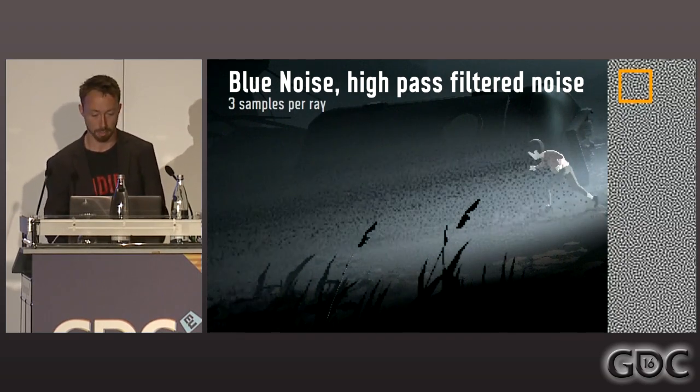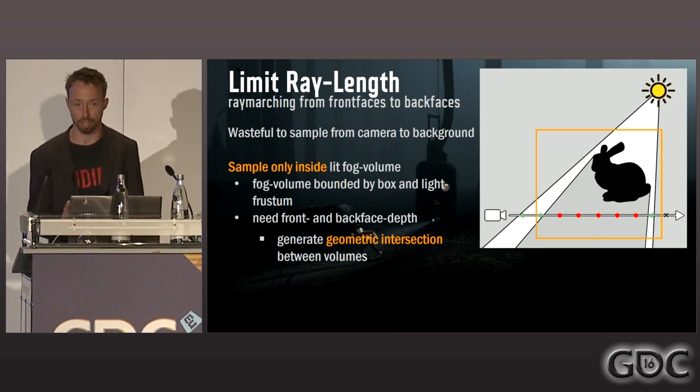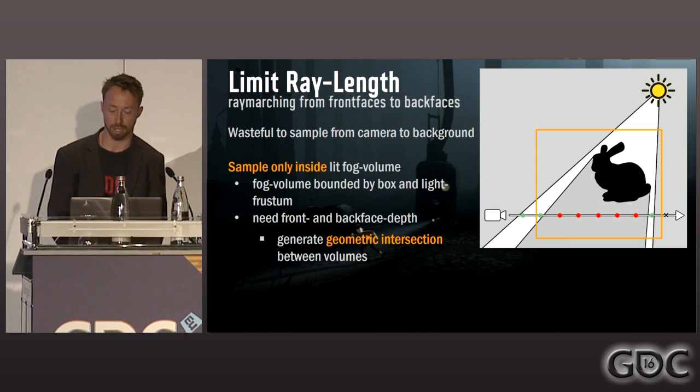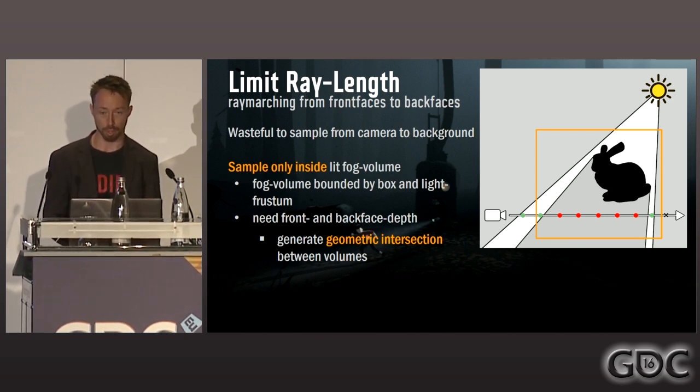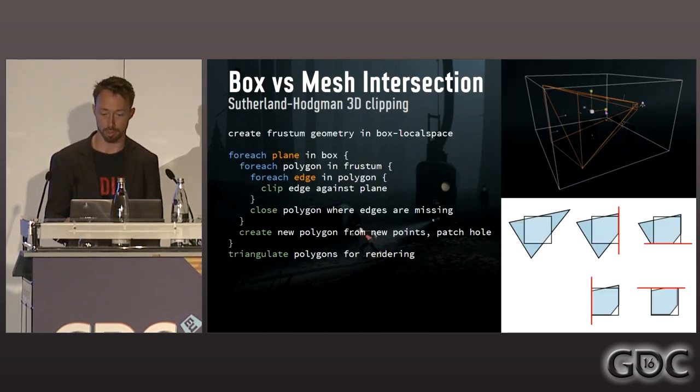All right, so I'll leave the sampling for a bit and talk about how we actually distribute the samples. The way we set up these local fog volumes in the game is that we insert boxes, and within those boxes we have fog. And so of course we don't need to sample outside those boxes because there's no fog. We also don't need to sample outside the lights. So what we do is a geometric intersection between those boxes and the light frustum.